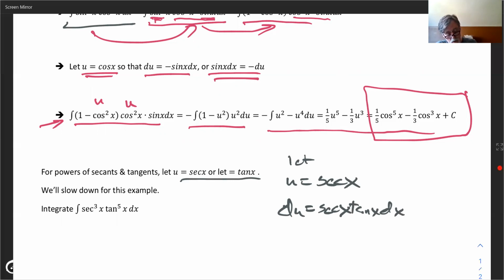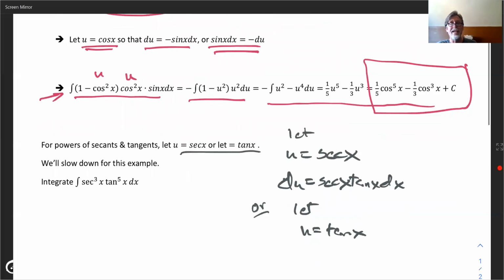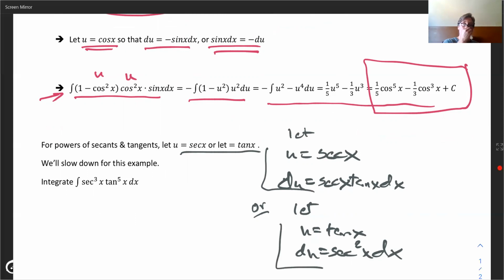But you could also say, what if we let u equal tangent of x? What's the derivative of tangent? Secant squared, right? So du is secant squared x dx. Now, you need to just on your own know that those are your two avenues of approach here. Then you go to the problem and go, okay, so what can I do?